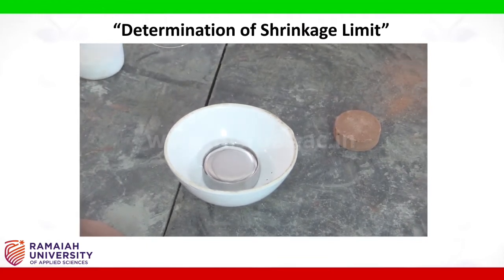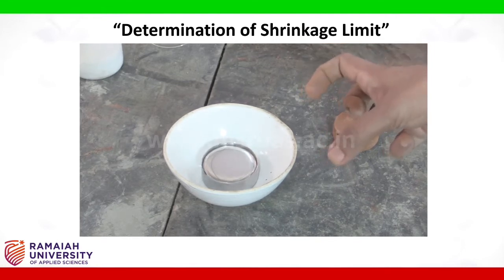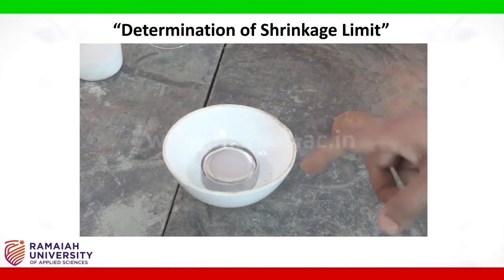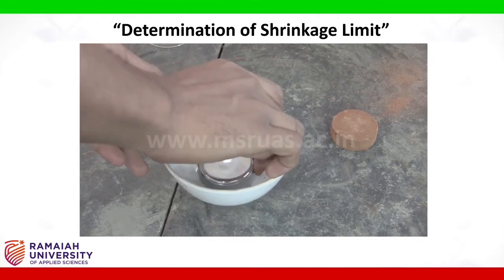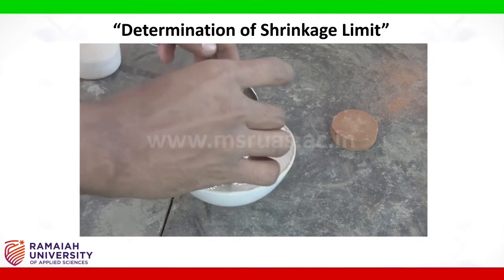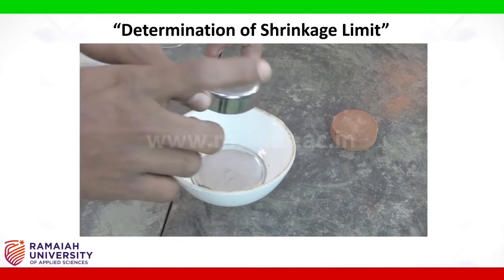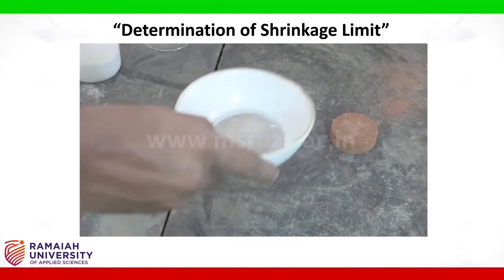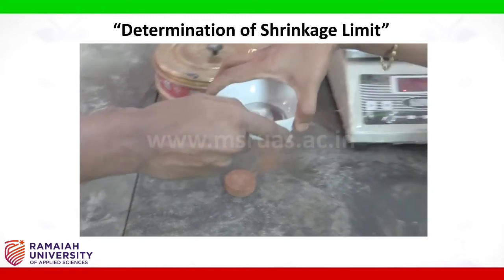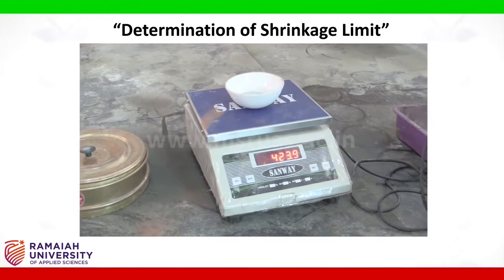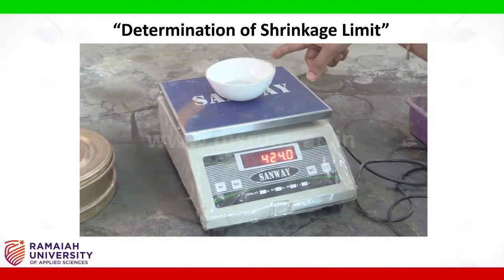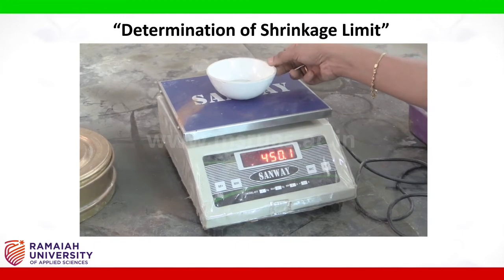Now we have to weigh this mercury which is filling the shrinkage dish. For that, since we have to carefully handle it, it is better to pour it into the bigger dish and weigh it. Now place the porcelain dish on the weighing balance and weigh. Now the weight of the mercury is obtained by deducting the weight of the porcelain dish.